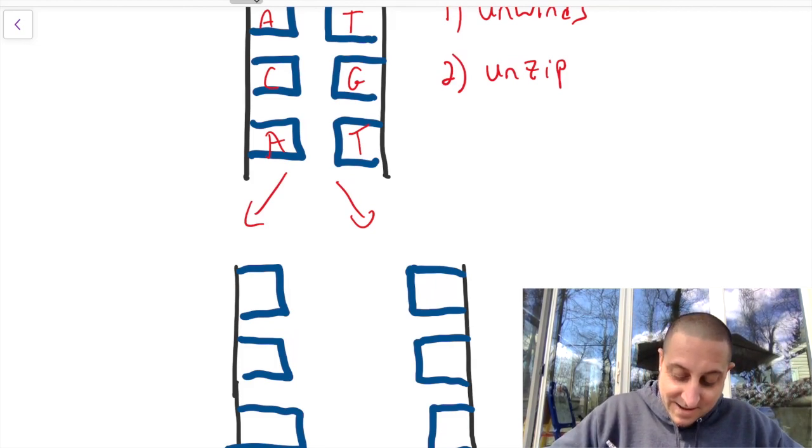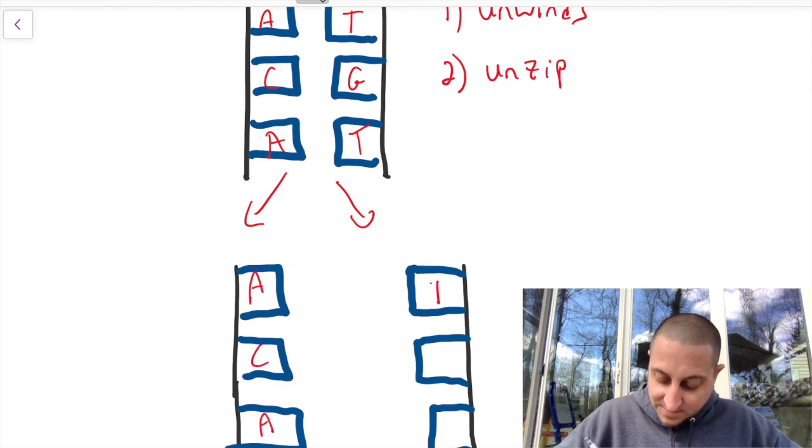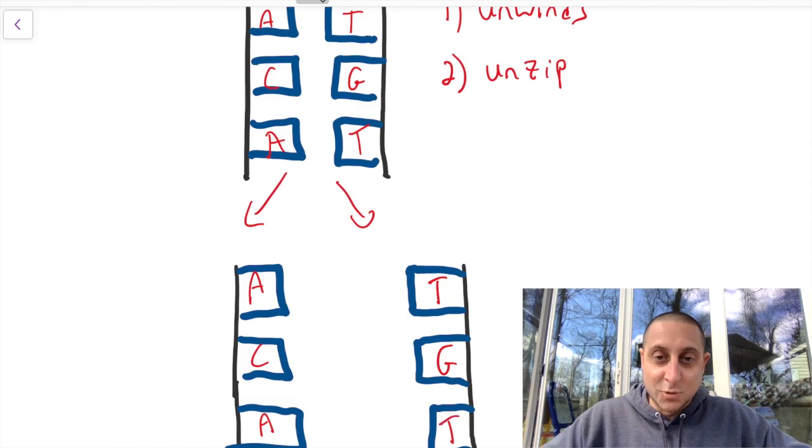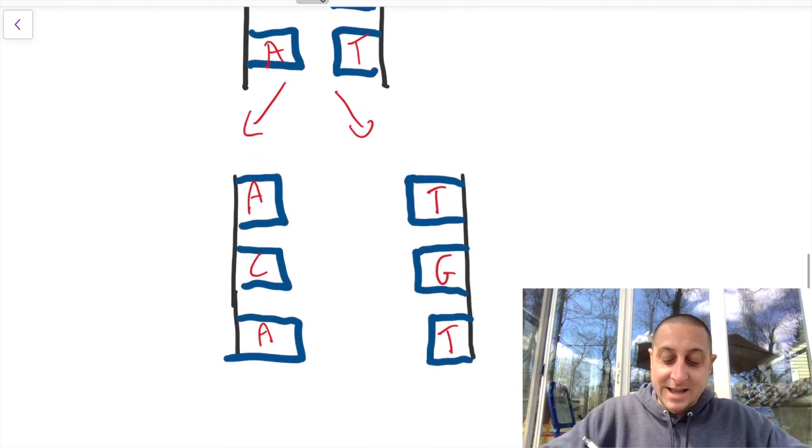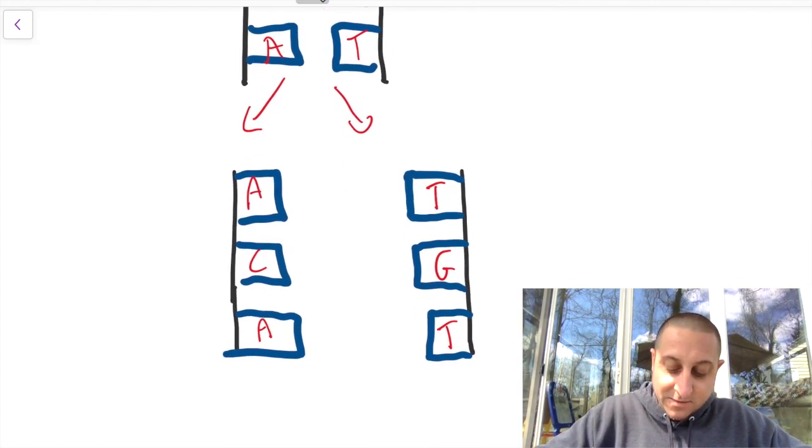Anyway, so I have my A, my C, my A, and I have my T and my G and my T. So they are not connected anymore. They're unzipped. So there's this enzyme. You know how I like to draw my enzymes, right?